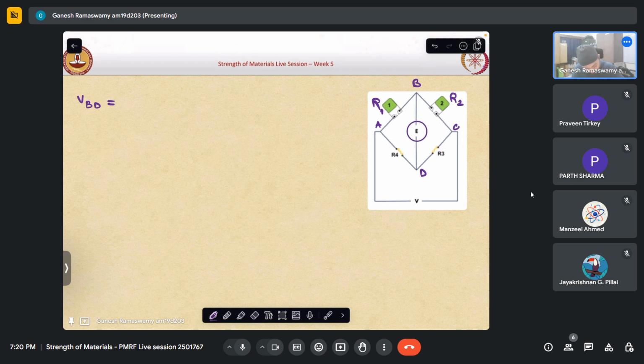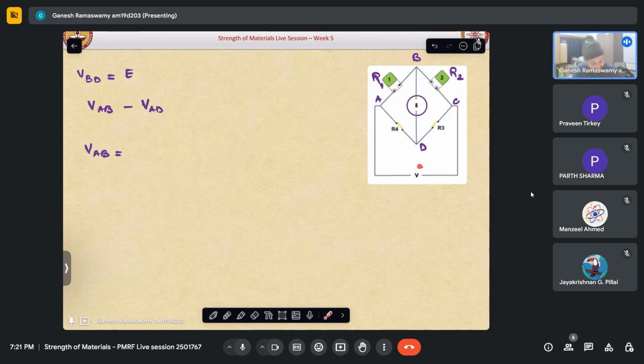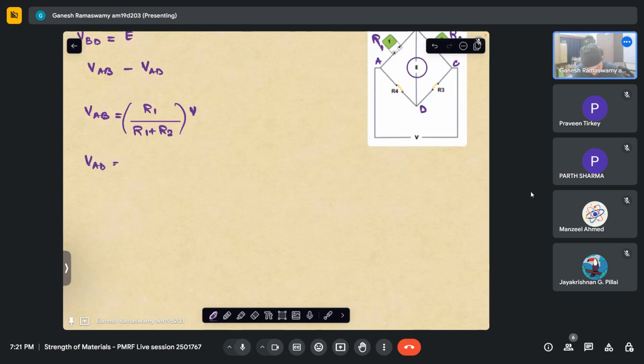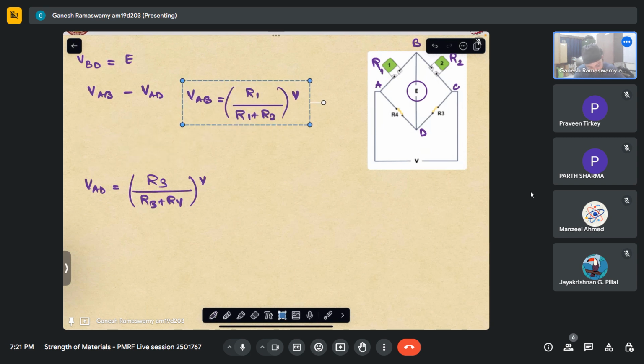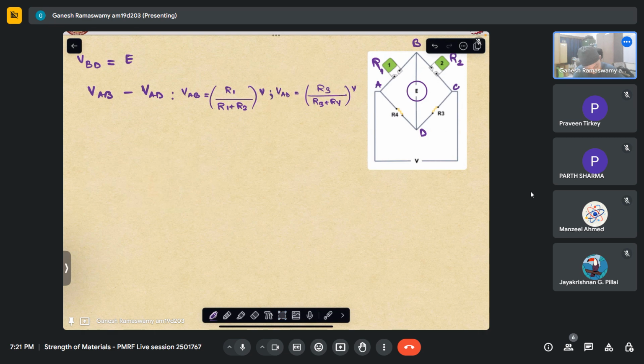So this will be nothing but voltage AB minus voltage AD. Now what would voltage AB be? AB will be some ratio of this V. That ratio will be dictated by R1 upon R1 plus R2. This times V is my voltage AB. Similarly, voltage AD is R3 upon R3 plus R4 times V. So now that this is there, I know the individual voltages across the branches, and what I want to see is what is the output voltage for a given V. That is the entire point of my analysis.